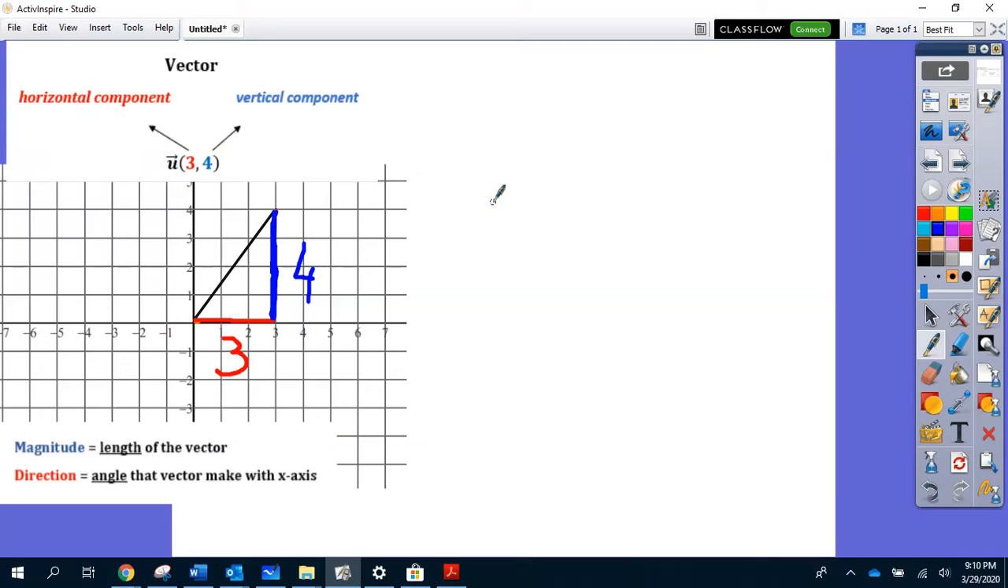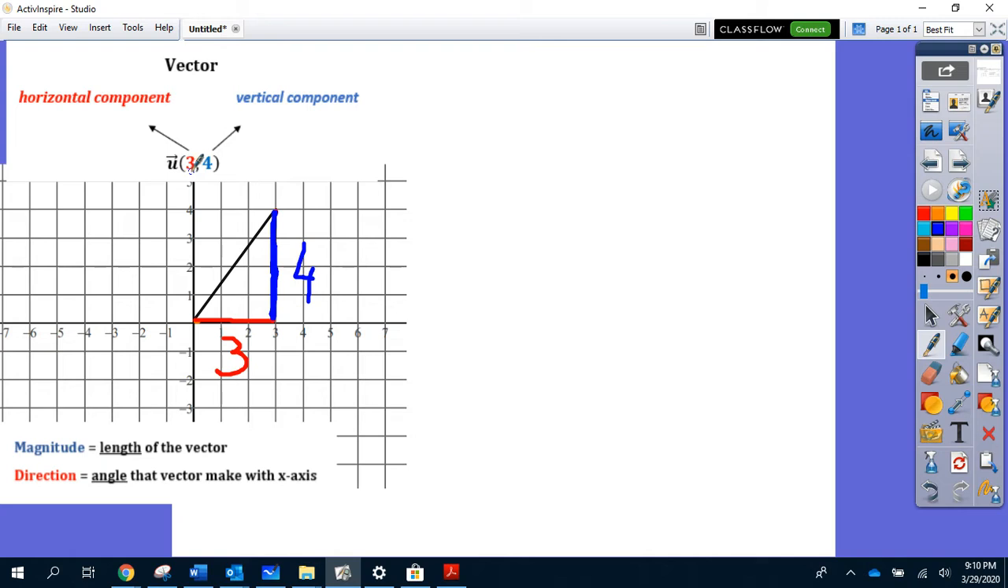Hi guys, this is Dr. P. Today we want to continue with our lesson about vectors and to learn how to calculate the direction of a vector. But first, let's remember our exercise.